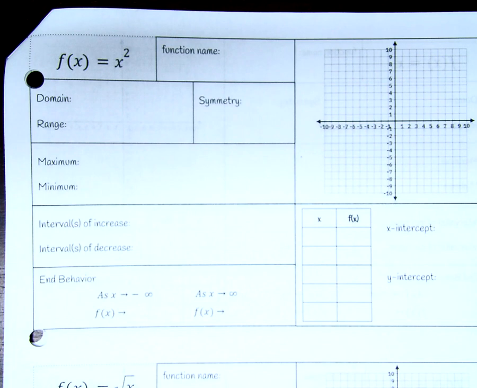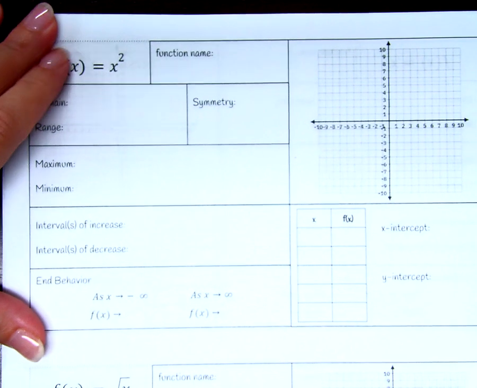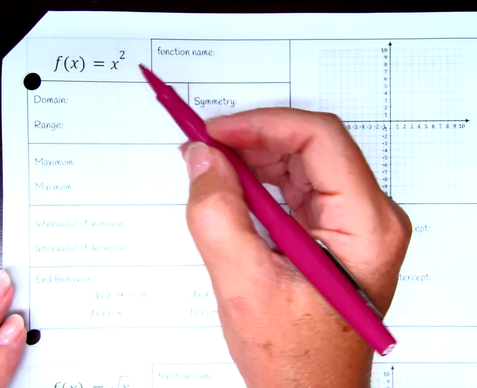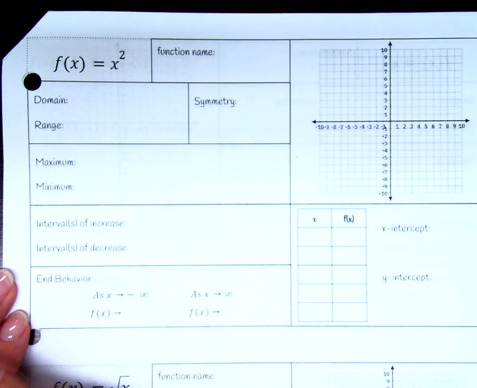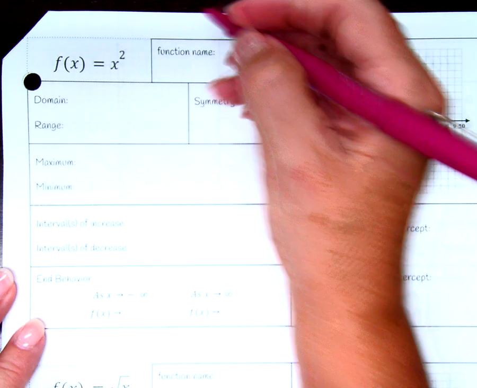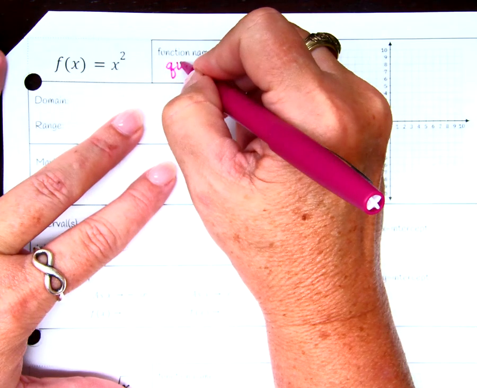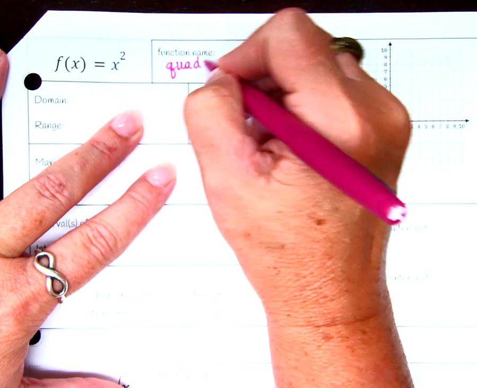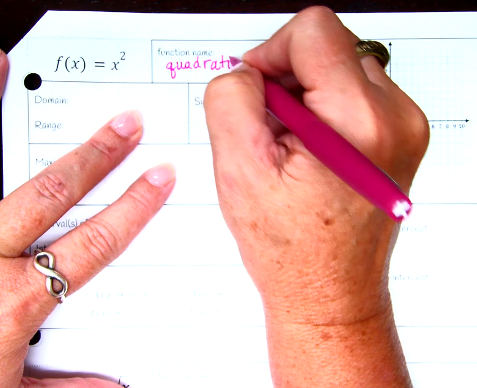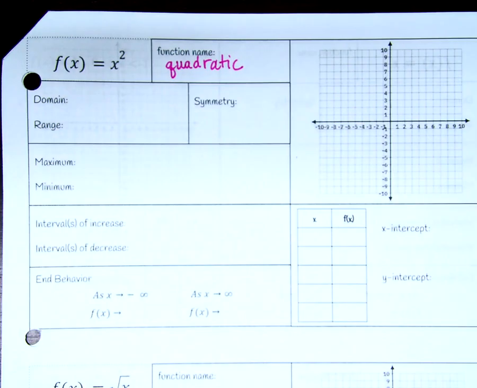Okay, you ready? Parent functions. So it's our second day talking about parent functions. If you know the name of it, can you tell me? Do you know what that's called? It's called a quadratic. Okay.